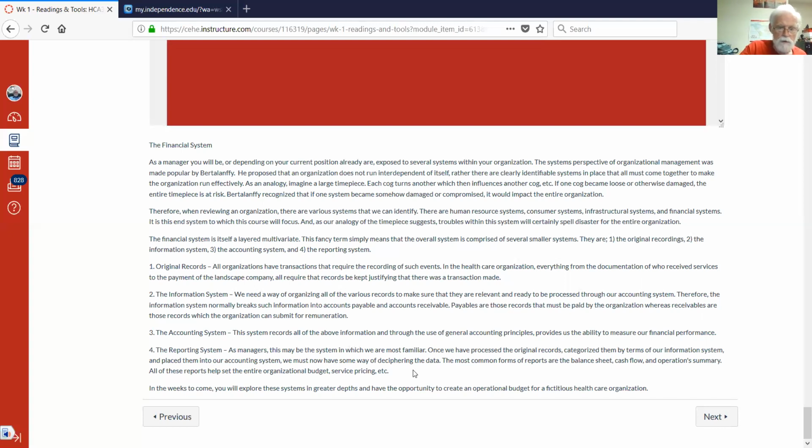And the reporting system comes out of our accounting system, and we have to have a way of being able to understand the data. Most common report forms are the balance sheet, cash flow, profit and loss statements, and so forth.